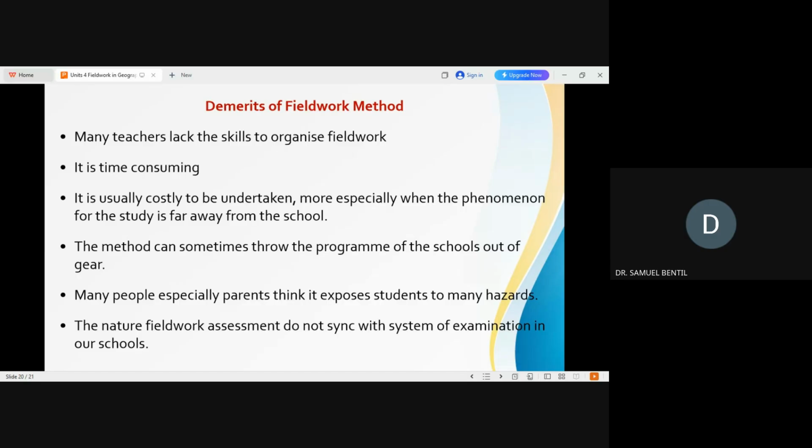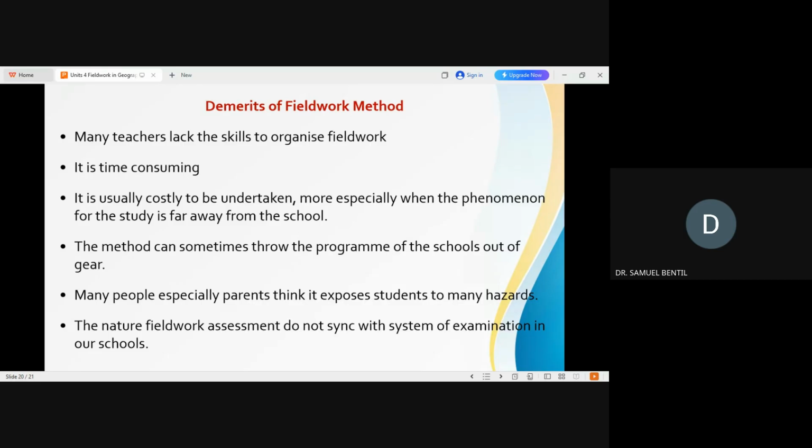Now let's look at some demerits of fieldwork activity as well. We are saying that many teachers lack the skills to organize fieldwork, and so most of them wouldn't even want to try. And those who want to try, they will do it haphazardly. And in fact, fieldwork is a very time-consuming activity. If you don't have time, you can't do it. It's very stressful, and it can be really disturbing and frustrating.